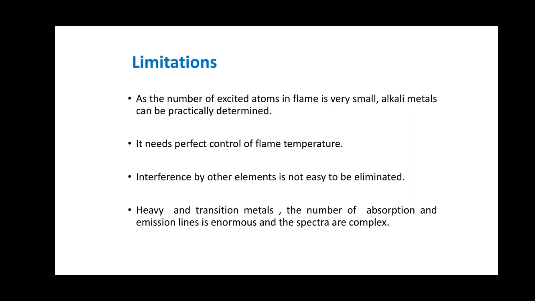Some limitations of flame photometry are: as the number of excited atoms in the flame is very small, only alkali metals can be particularly determined, and it needs perfect control of flame temperature also. Interference by other elements is not easy to eliminate. For the heavy transition metals, the number of absorption and emission lines is also enormous, and the spectra are complex.